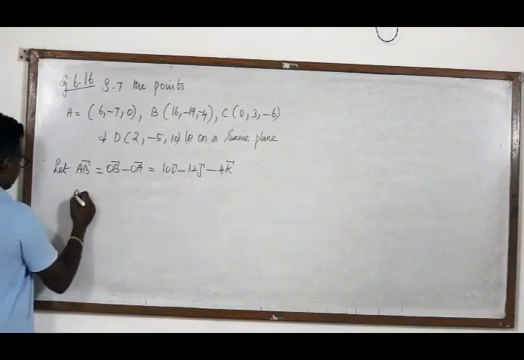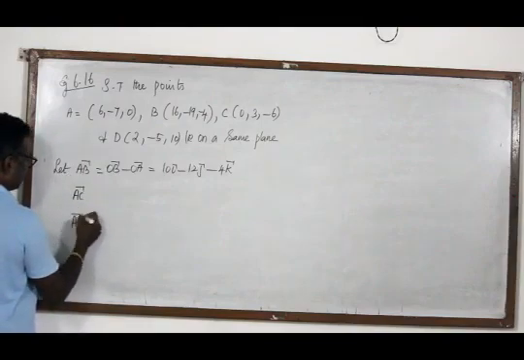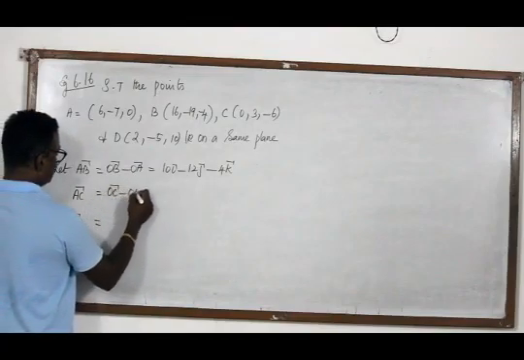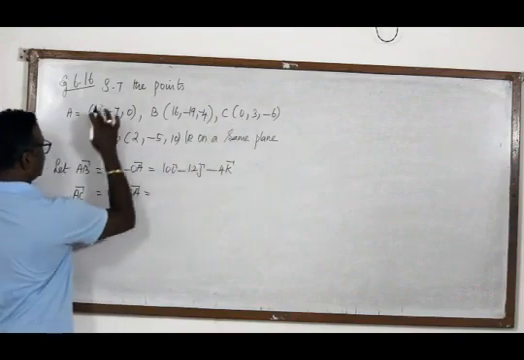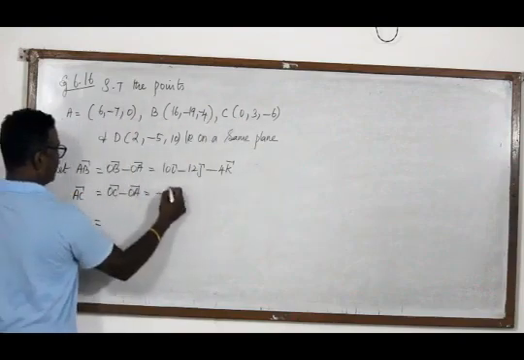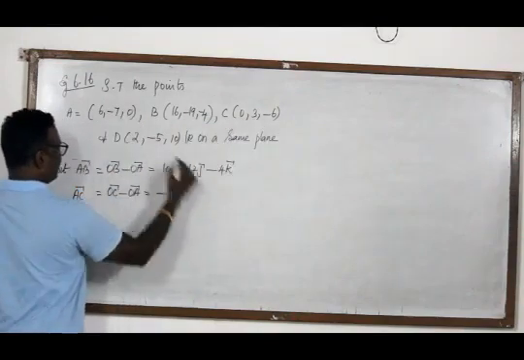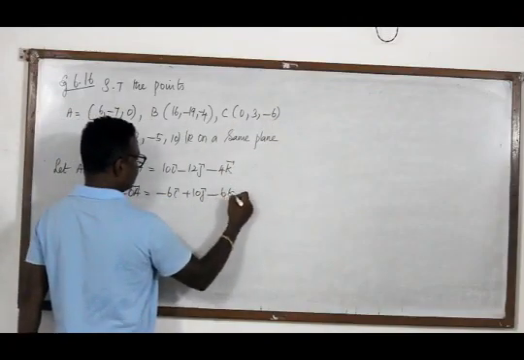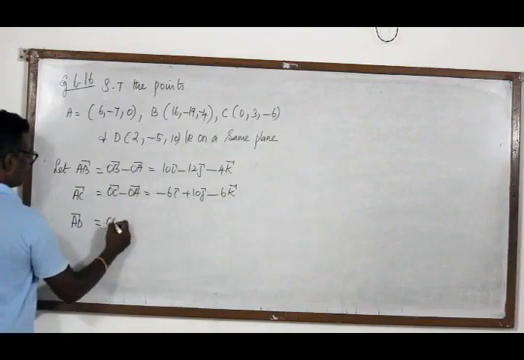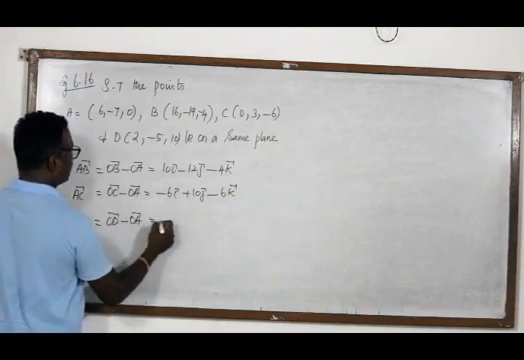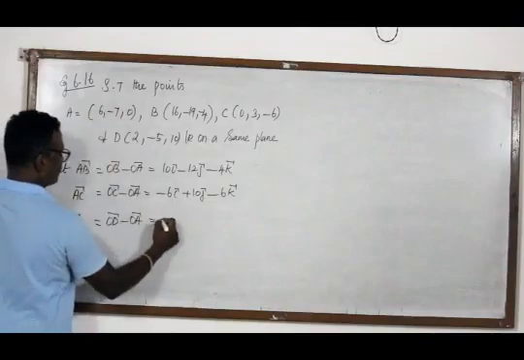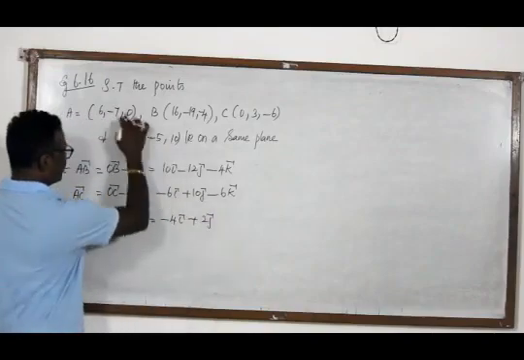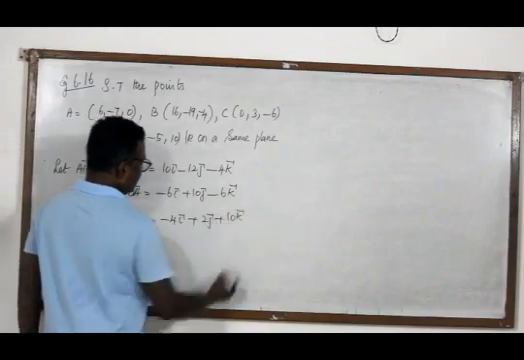Similarly, I can find anything, but I am fixing one terminal. Let me find the AC vector and AD vector, so that I am fixing A. Then AC is OC minus OA vector: 0 minus 6, minus 6i; 3 plus 7, 10j; minus 6 minus 0, minus 6k. Similarly, AD vector is OD vector minus OA vector. OD is here: 2 minus 6, minus 4i; minus 5 plus 7, plus 2j; 10 minus 0, 10k.